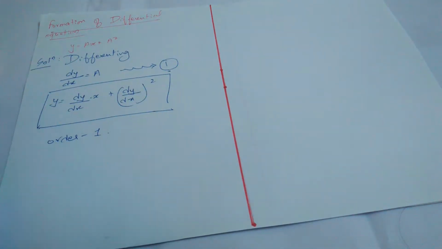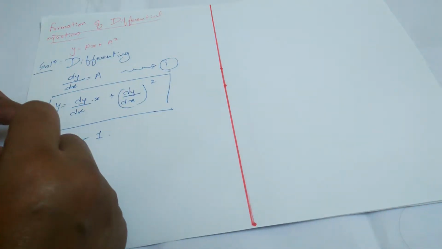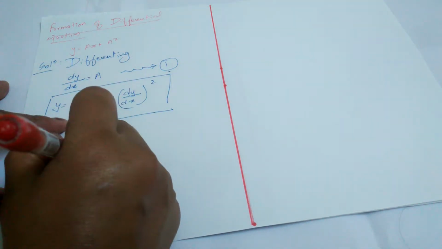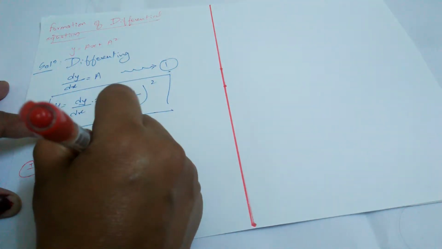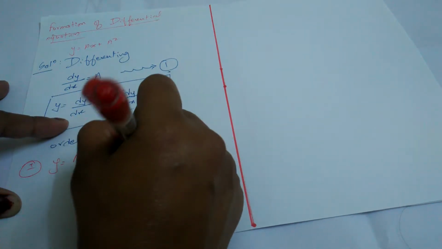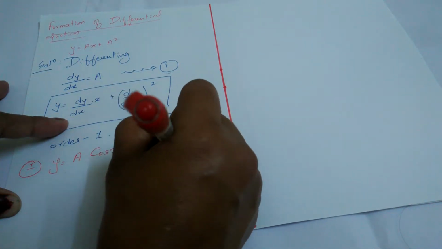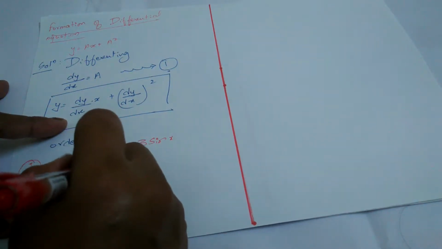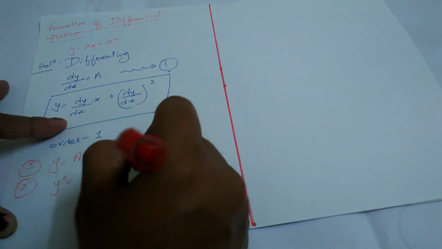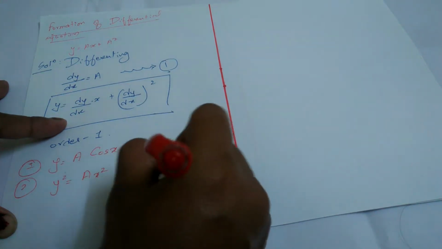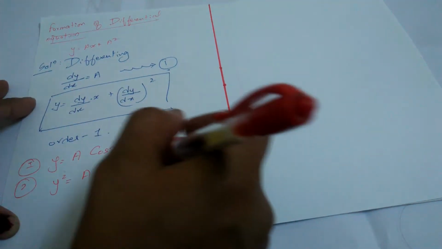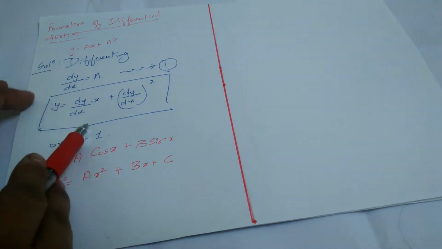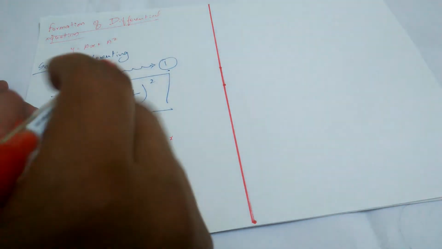I'll give you two more example questions: y is equal to a cos x plus b sin x, and y square is equal to ax square plus bx plus c. You can try out these equations and see whether you get the differential equations for them or not.